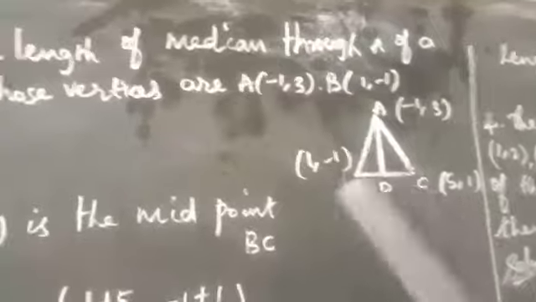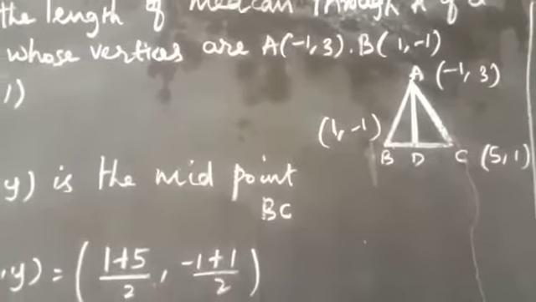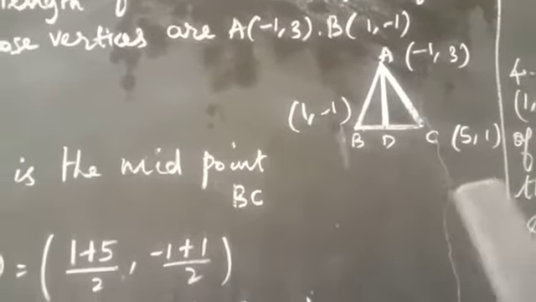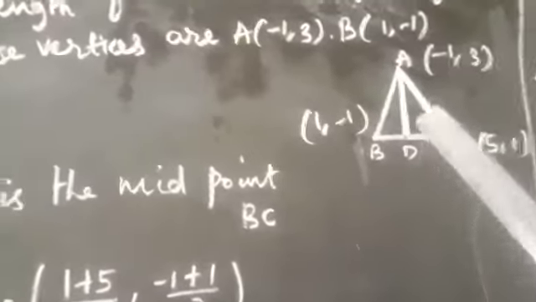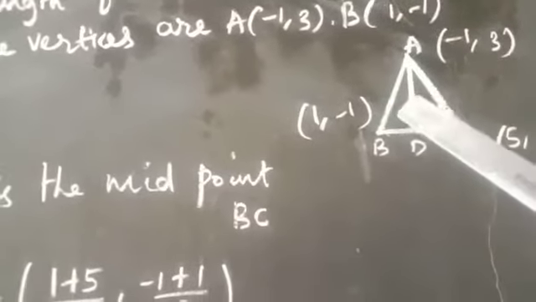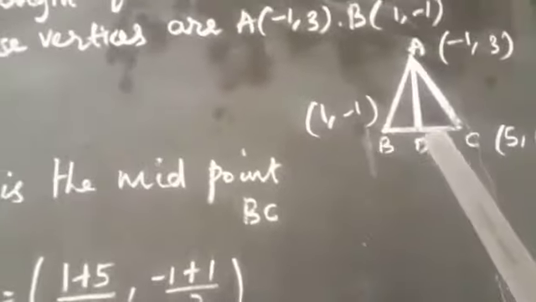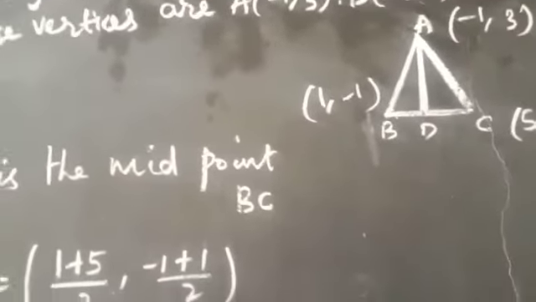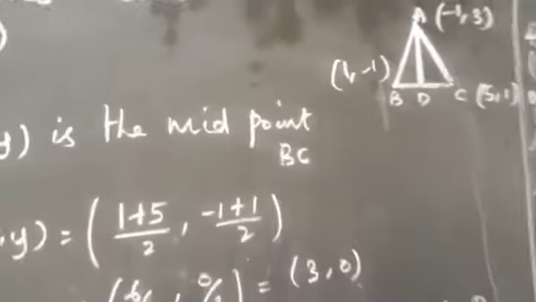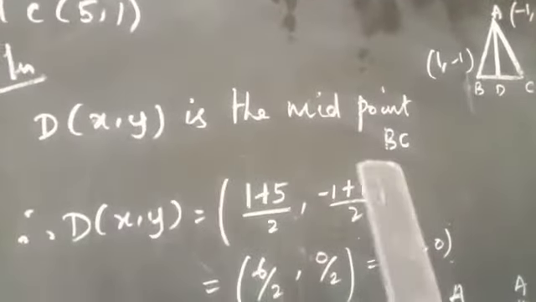So listen, we take a triangle ABC. The vertices are given: A(-1, 3), B(1, -1) and C(5, 1). In this sum, we have to find out the length of the median through A, that is the length of AD. D is the midpoint of BC. So we have to find out the midpoint D. So D(x, y) is the midpoint of BC.